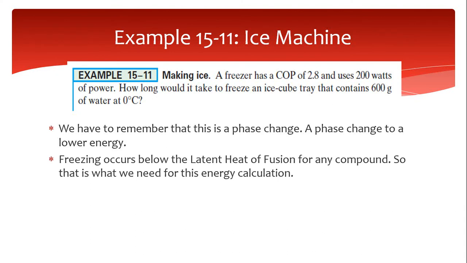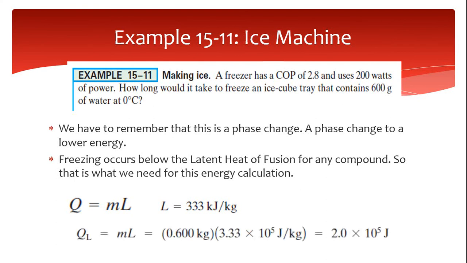Freezing occurs by removing the latent heat of fusion for any compound. So what we need is the latent heat of fusion for water, since we're freezing water. Q is equal to the mass of your fluid times the latent heat of fusion. The latent heat of fusion for water is 333 kilojoules per kilogram. So we just plug this in. The heat lost is 0.6 kilograms, or 600 grams, times 3.33 times 10 to the 5th joules per kilogram. Your resulting heat loss is 2 times 10 to the 5th joules.